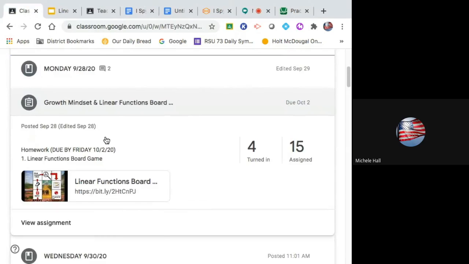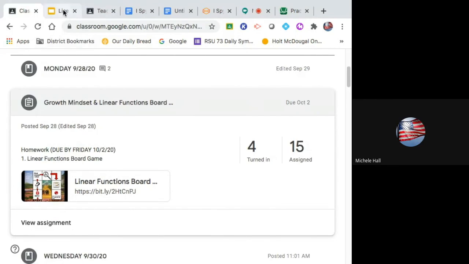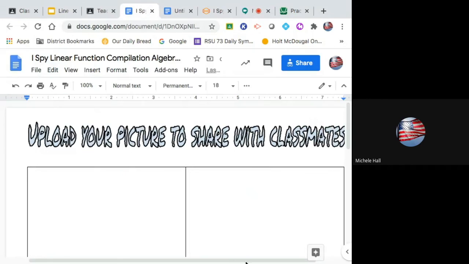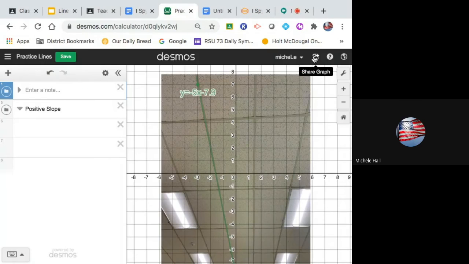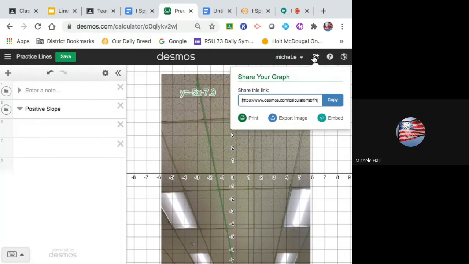So go to Google Classroom, click on the board, and we want to go to where you're turning in your assignment right here. So Google Classroom, click on the linear function board, click on the pad and pencil, and that will bring you to this page. We're going to have that page open and your Desmos page. This is how you share your graph. At the top, you got the arrow, share graph. And we are going to copy the link.